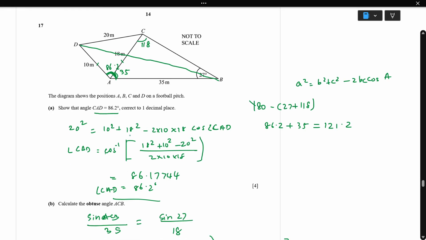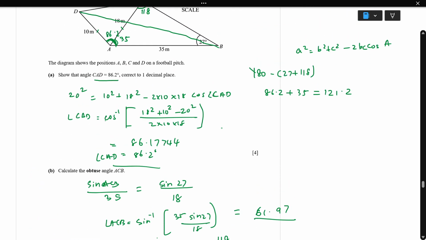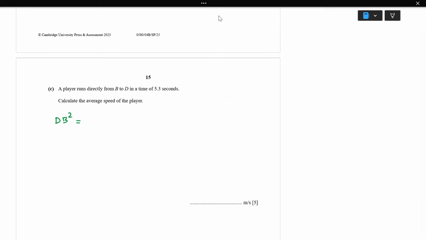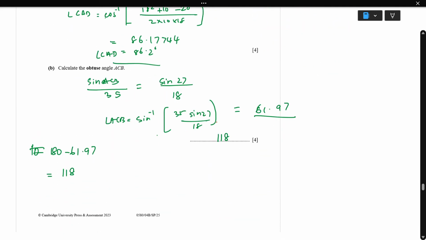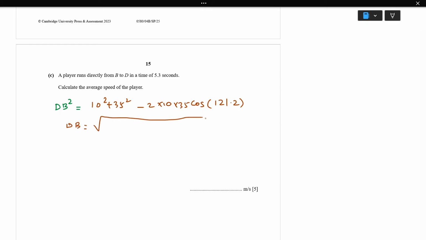So again we use the cosine rule for DB. DB square equals, the sides are 10 and 35, 10 square plus 35 square minus 2 times 10 times 35 into cos 121.2. There is a square on the left side, so DB equals the square root of 10 square plus 35 square minus 2 times 10 times 35 into cos 121.2. The answer is 41.8.